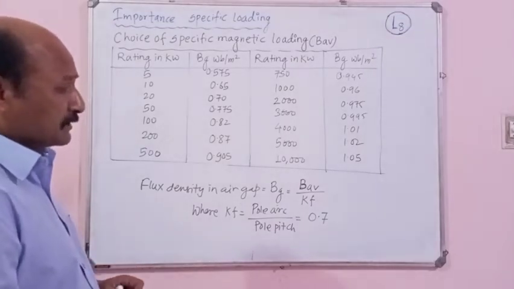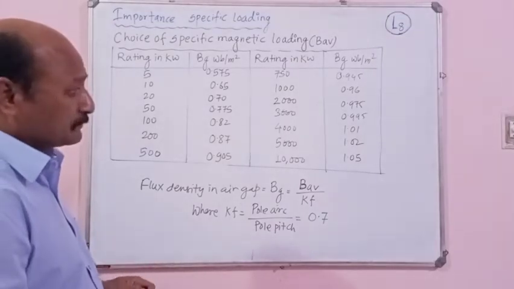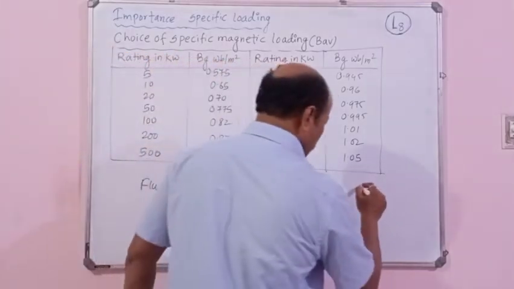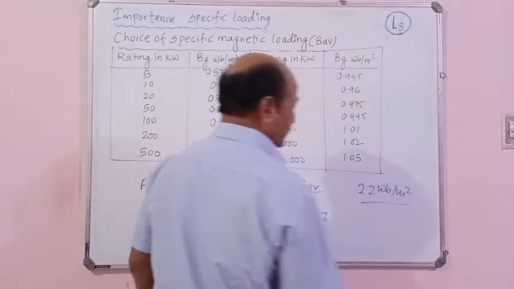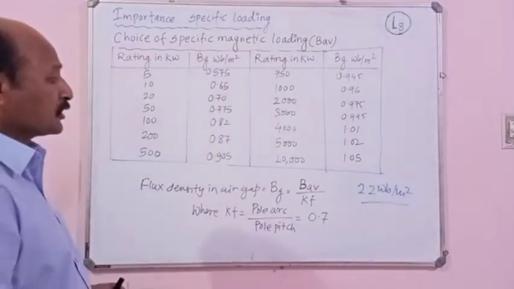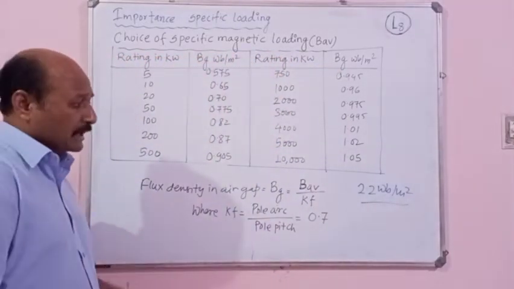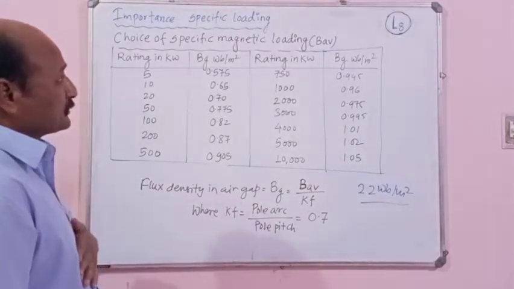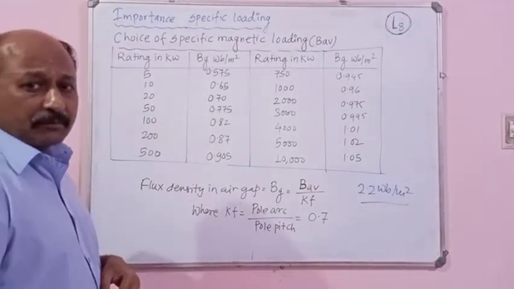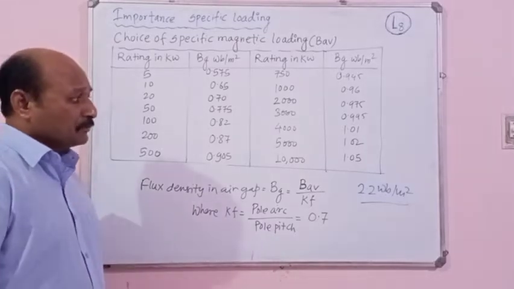Otherwise, if the flux density goes beyond the limit of 2.2 Weber per meter square, under that condition the ampere turns will be more and the copper losses will be more. So that's why the choice of specific magnetic loading is very important while designing the motor.